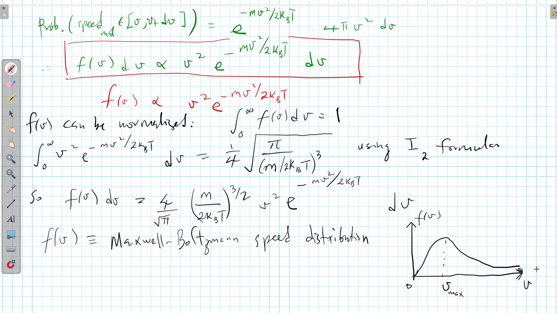You can compute the maximum value Vmax by differentiating. So if you set df of v by dv equal to 0, you can get that the maximum speed of a molecule is actually the square root of 2 kBT divided by m. So it's proportional to the square root of the temperature.